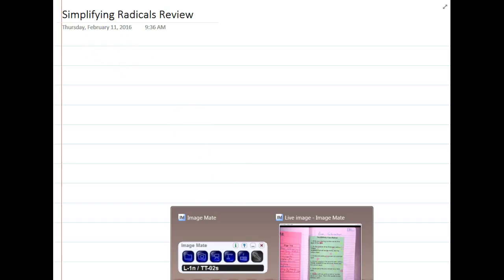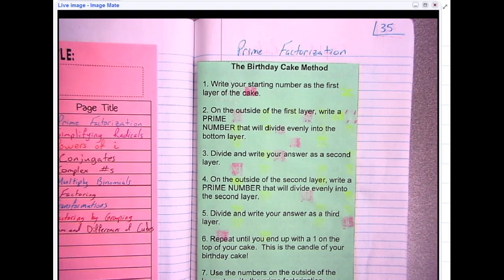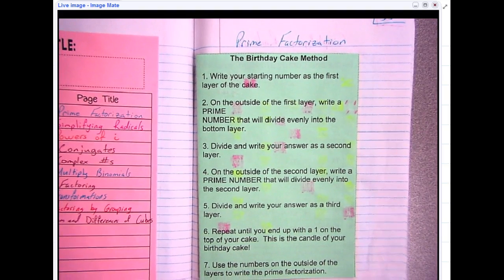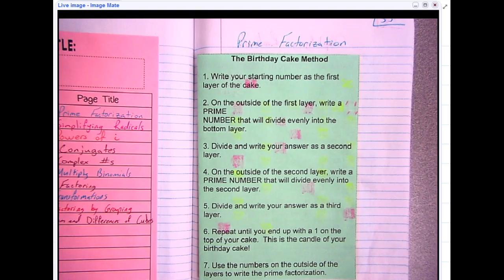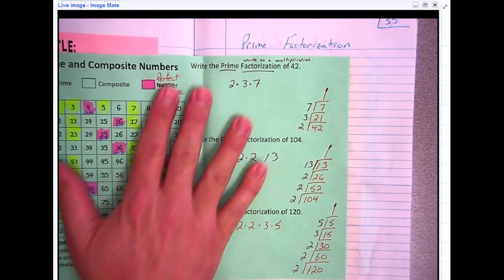Please title your page Simplifying Radicals Review. Make sure you include your page number. And what I want you to do right now is turn back to Unit 3. In my notebook it was page 35, and I want you to review the birthday cake method. Look at the examples that we did.